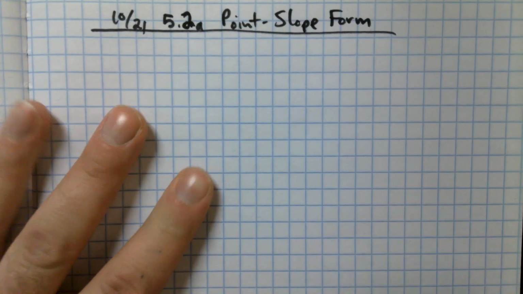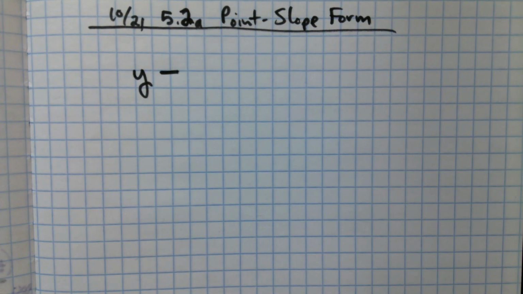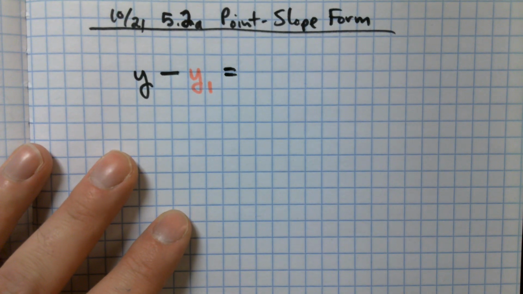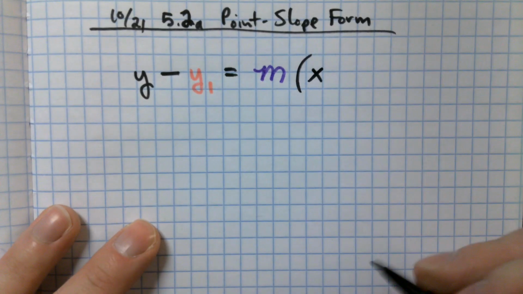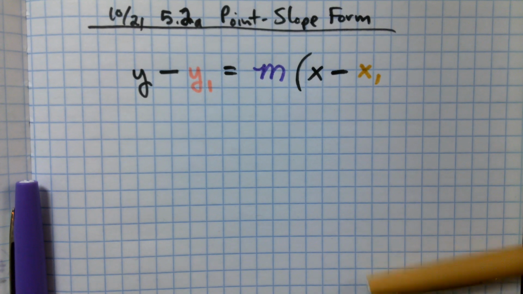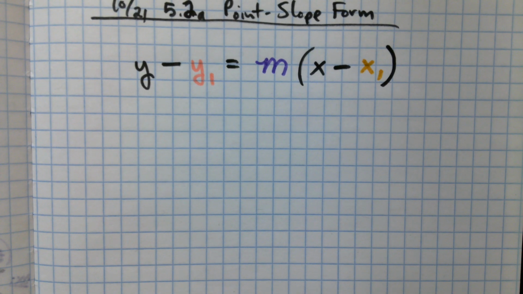point-slope form. Point-slope form is a little bit weird. It looks like this. y minus y sub 1 equals m times the quantity x minus x sub 1. It's a little weird looking.